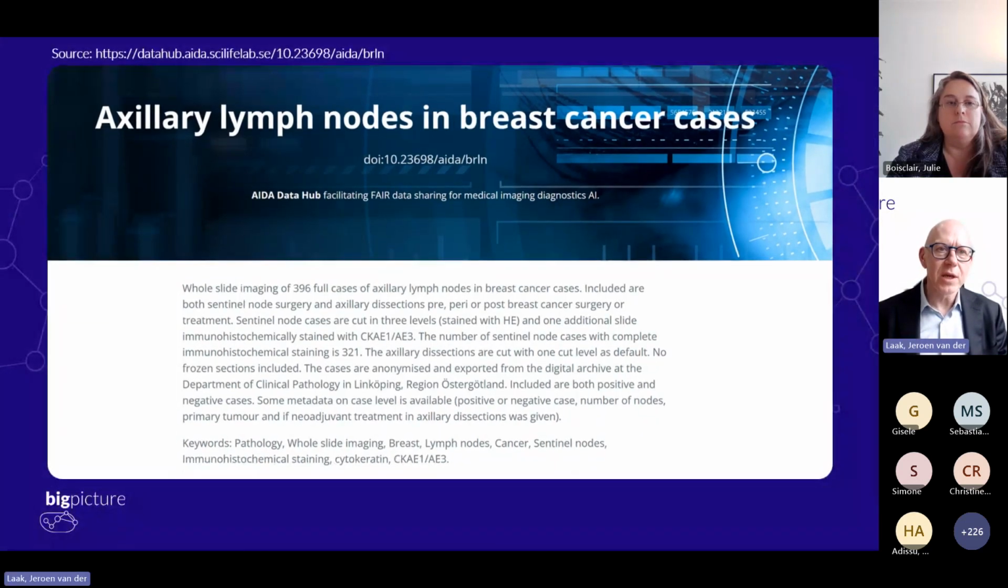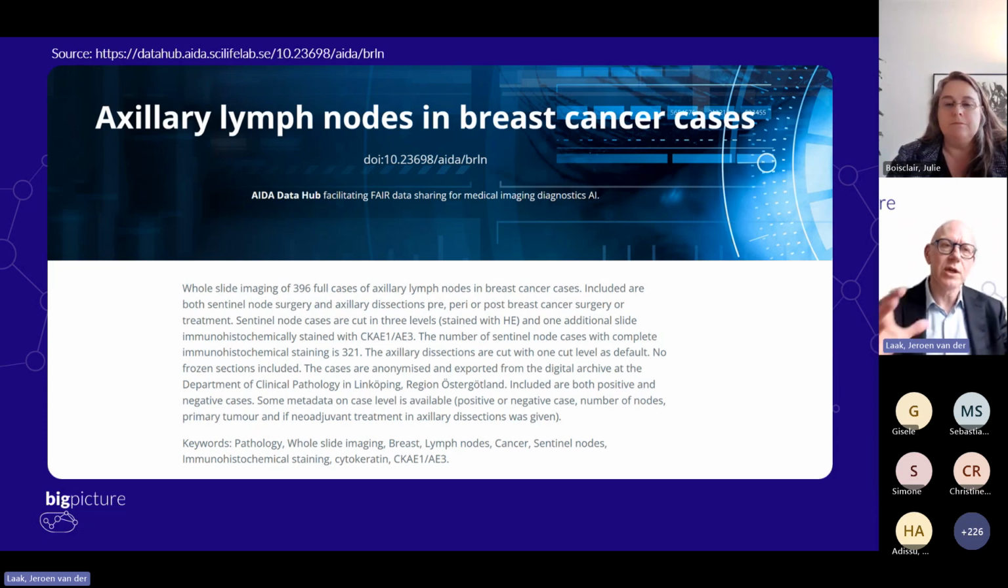So findability: we have different ways of how you can know that data exists within Bigpicture. One of these, this was taken from the IDA Data Hub, which is a smaller scale version of Bigpicture in Sweden, in Linköping. We will create landing pages for data sets within Bigpicture. So it means that there is a landing page which is findable through Google. It has a DOI, so you can link to it also in your publications. And this landing page describes in detail what is in the specific data set.